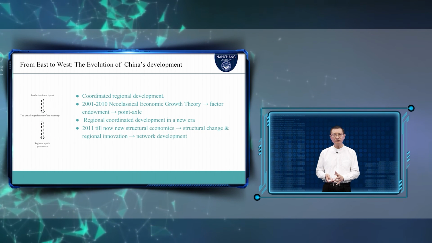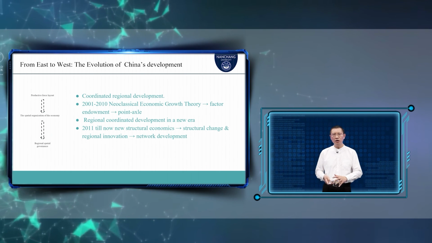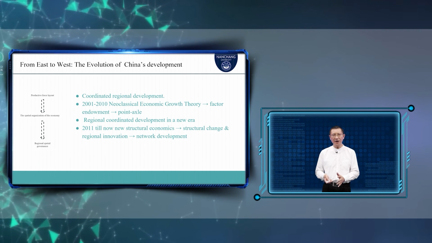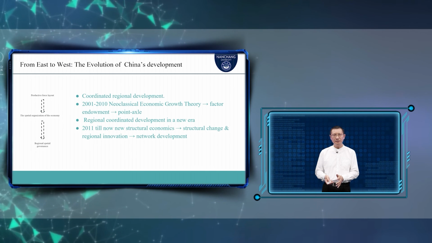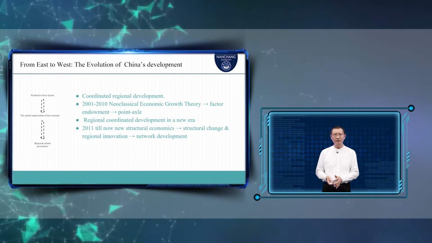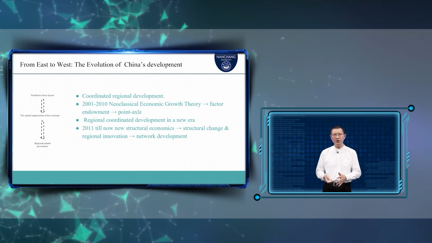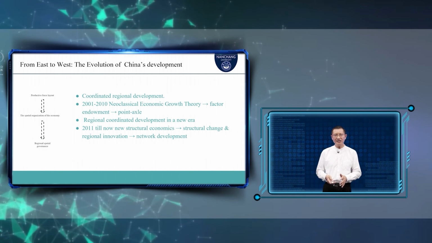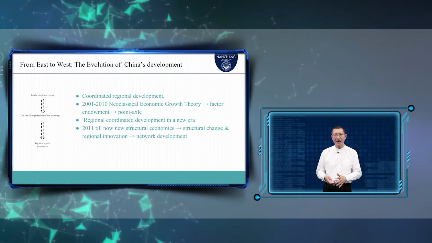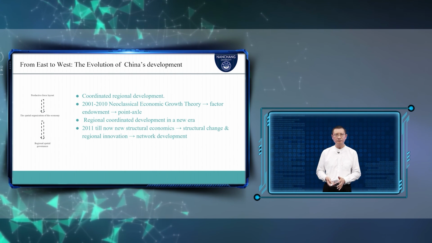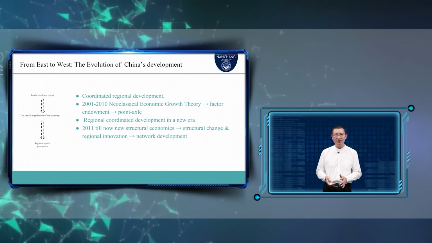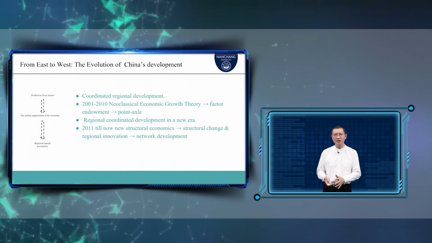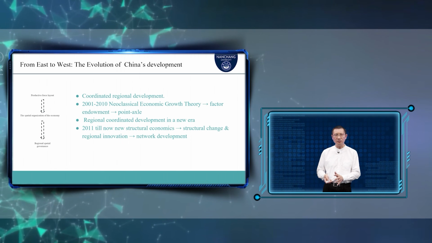Since 2011, China has embraced the regional coordinated development of a new era. The focus of regional development is shifting to regional spatial governance. During this period, based on the structural change theory and regional innovation theory of new structural economics, nationwide development is being carried out with a network mode. Overall, it is the gradual regional development strategy that has promoted China's sustained and rapid economic growth.